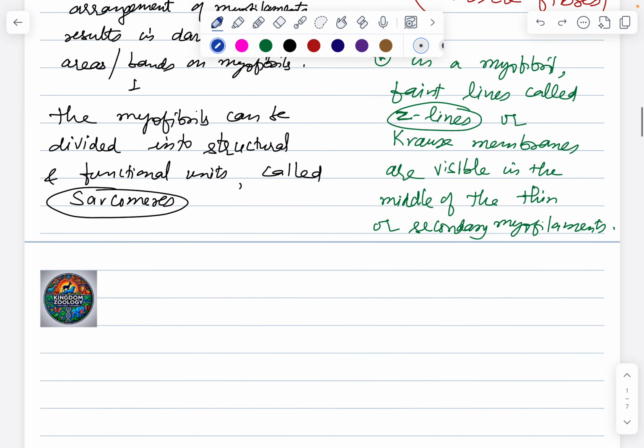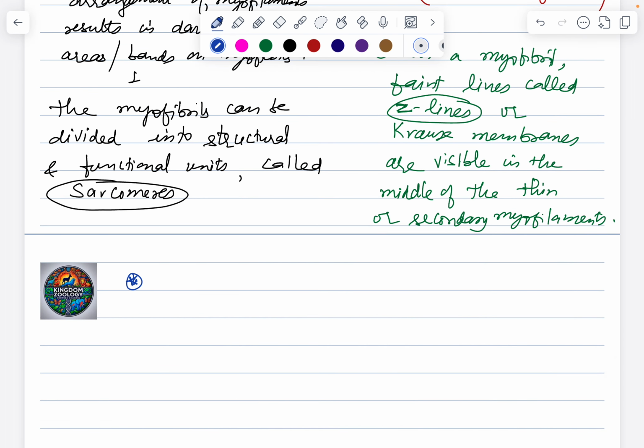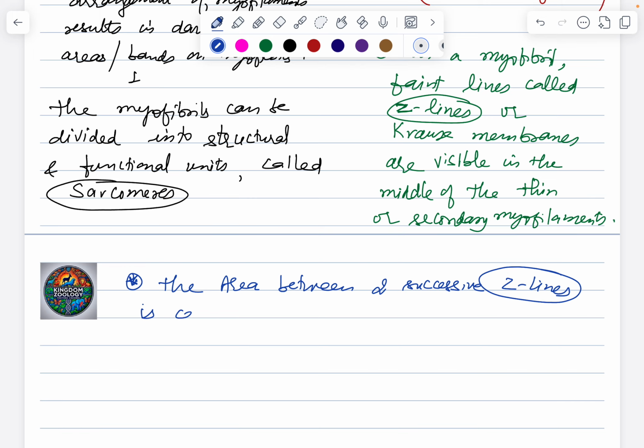Okay. So the area between two successive Z lines is called a sarcomere.